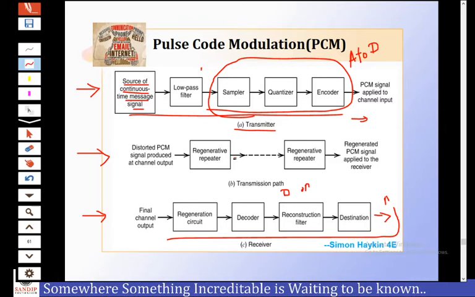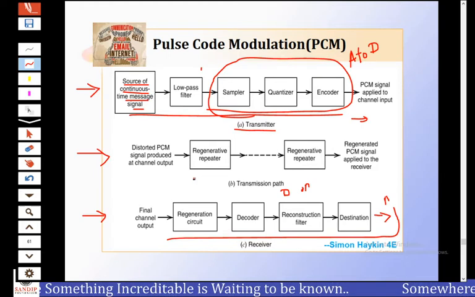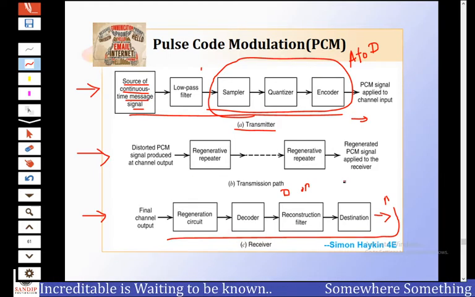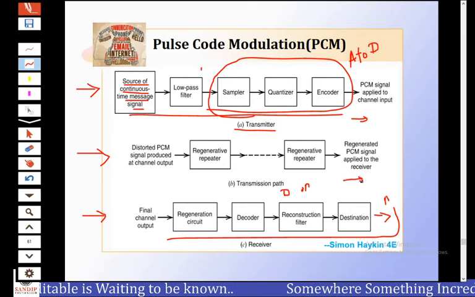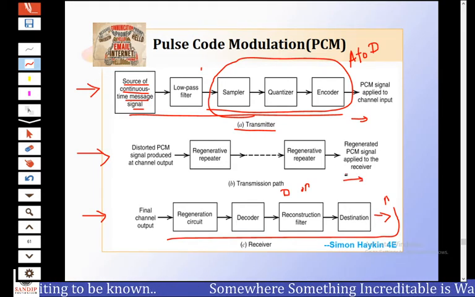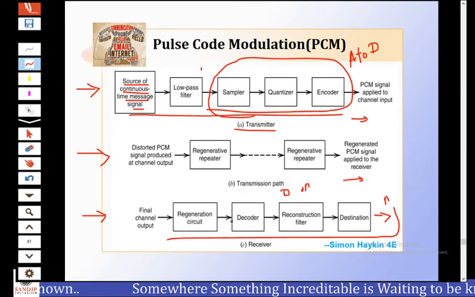Number of repeaters are used. Hence the noise level has to be maintained, minimized. The output of the transmission path is nothing but the clear pulse code modulated signal. That is the work of the regenerative repeater, and this regenerative repeater is applied to the receiver side.